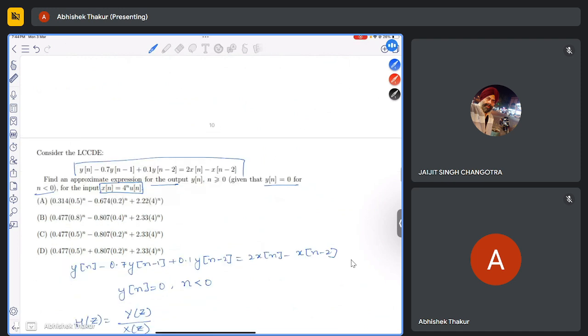So the correct answer for this question is option number C. Okay, this is our A, this is our B, and this is our C.